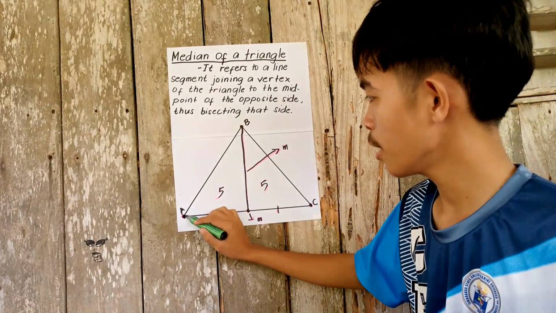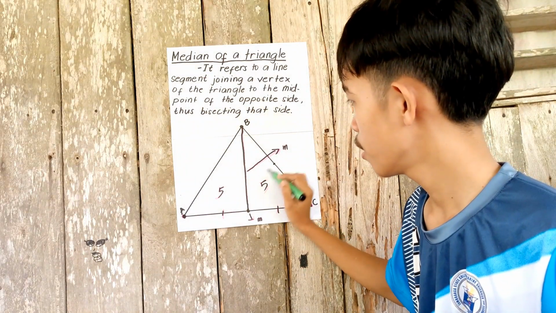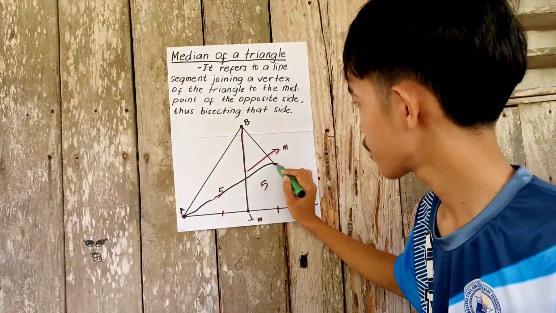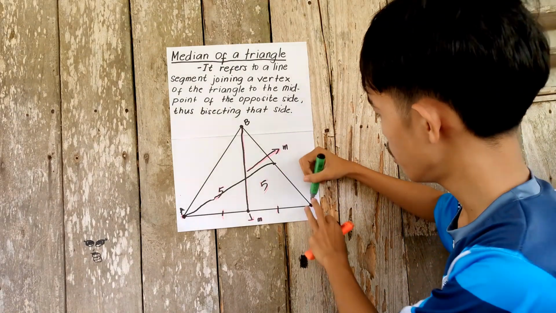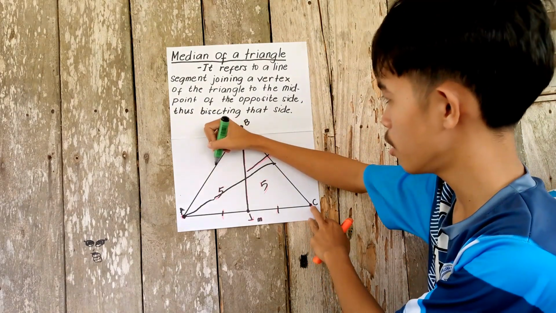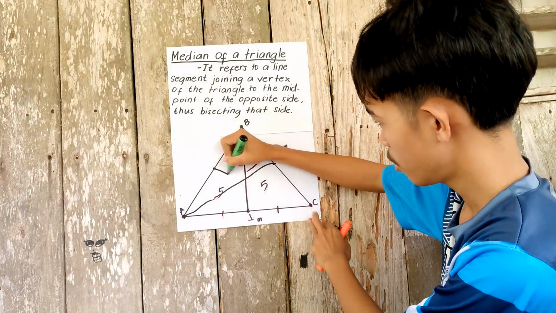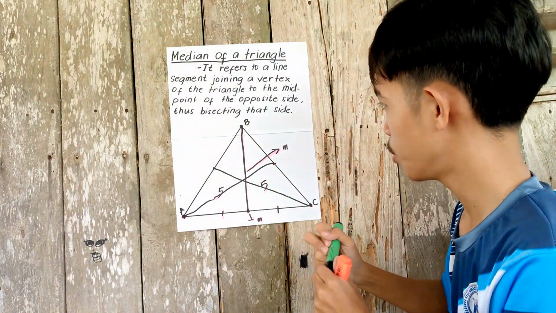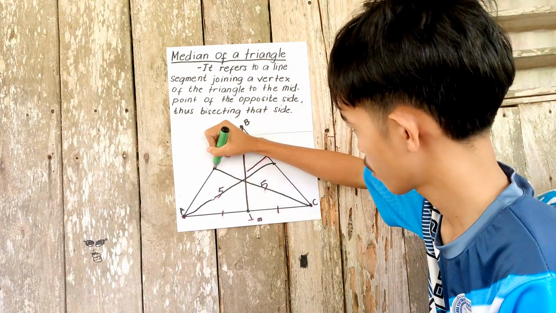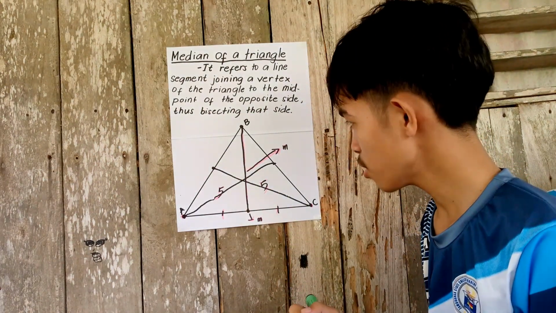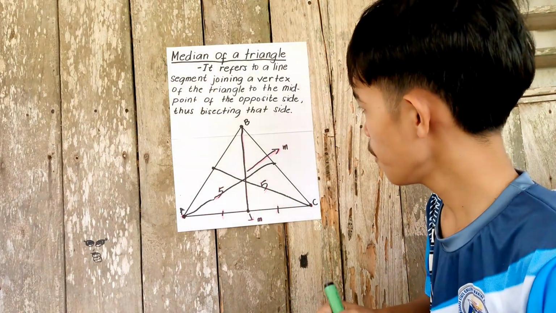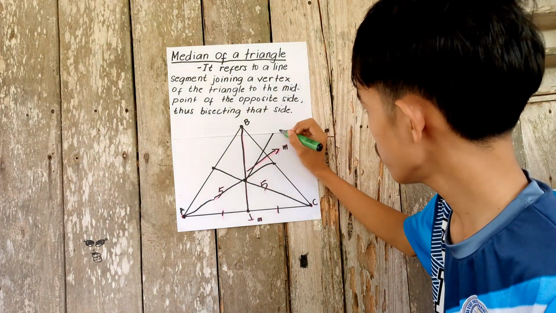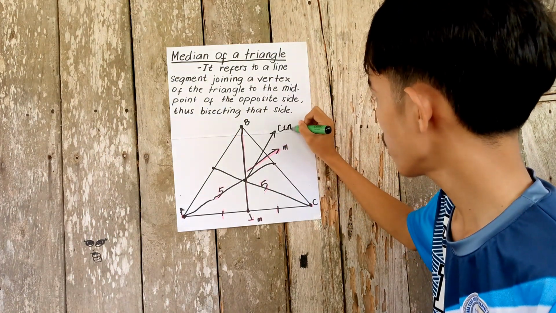All triangles have three medians coming from each vertex. So from vertex A to the opposite side is another median. And from vertex C to the opposite side is also a median. These three medians meet at the same point, and it is called the centroid.